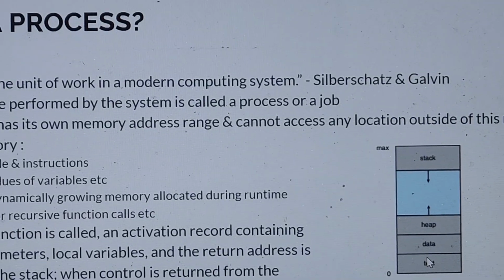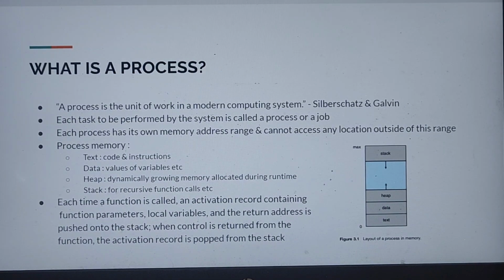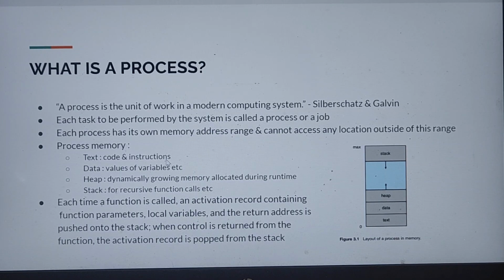These are 4 separate types of memory, and each is going to store a separate type of data and do a separate task. The text part is responsible for storing the code and instructions pertaining to that process, the actual process, what the process is supposed to be doing. The data part is responsible for storing the values of variables and so on.